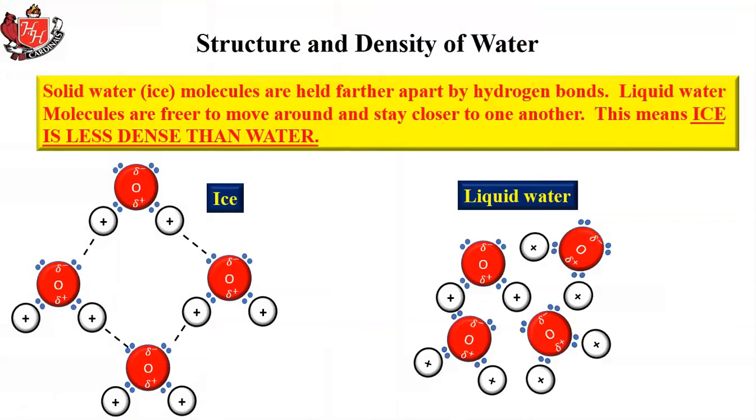Okay, now we're finally getting to the point of why is solid water, ice, less dense than liquid water. And this is different than almost any other substance on Earth. So solid water ice molecules are held farther apart by hydrogen bonds, and that's what you see over on the left-hand side. They basically push each other away at a very specific angle. In fact, they form crystal structures. Ice is actually a crystal structure. Liquid water molecules are freer to move around and stay closer to one another. This means ice is less dense than water.